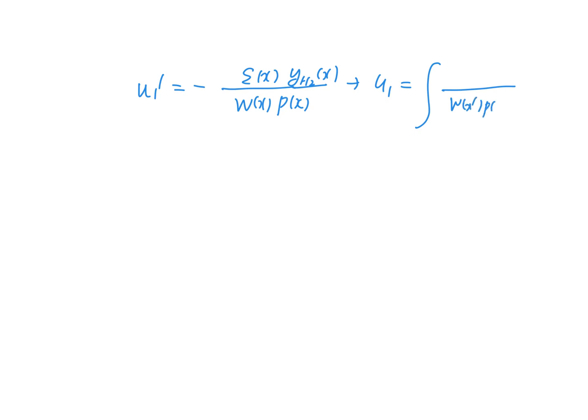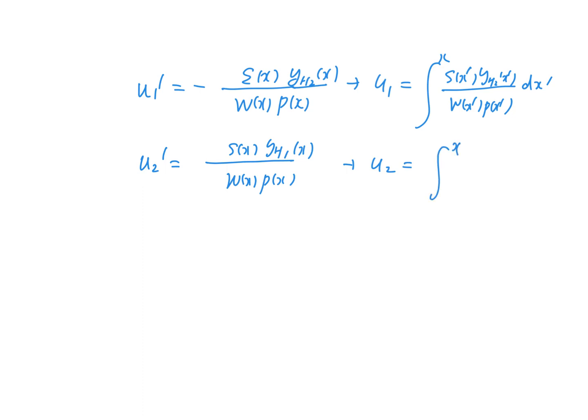Oh, let's be consistent. So u1 prime is actually wx, px, sx, and yh2x, right? u1 you can get by just putting this integration. And u2 prime is wx, px, sx, yh1x. u2 is the same integration over x prime with the same integrand.